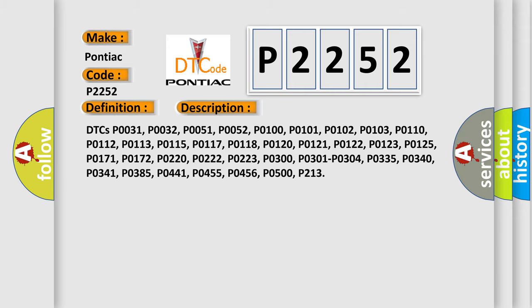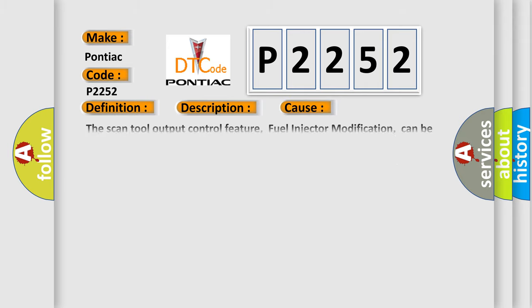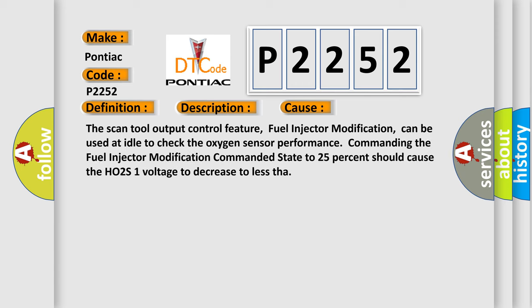This diagnostic error occurs most often in these cases. The scan tool output control feature, fuel injector modification, can be used at idle to check the oxygen sensor performance. Commanding the fuel injector modification commanded state to 25% should cause the HO2S1 voltage to decrease to less than the threshold.